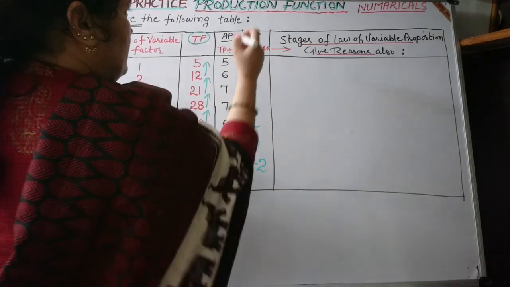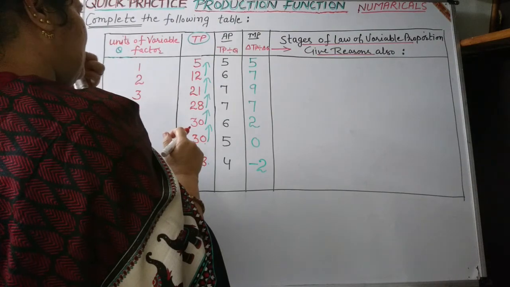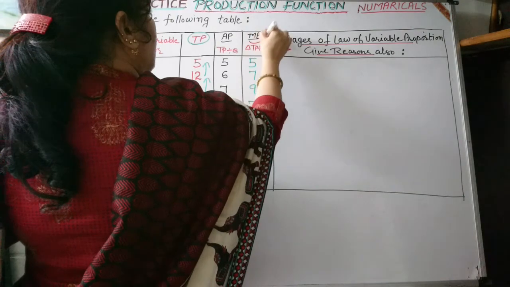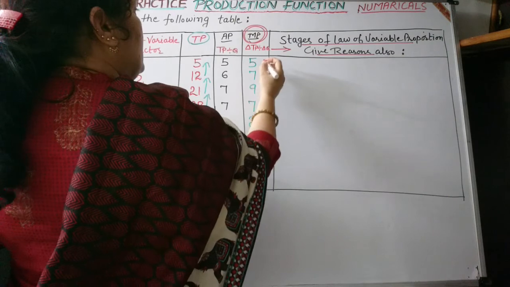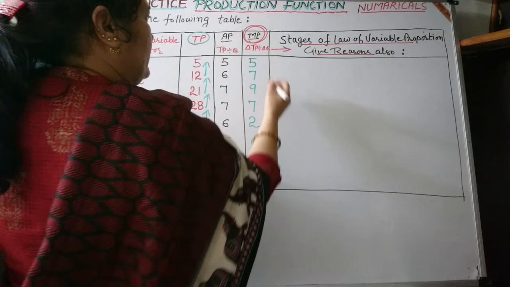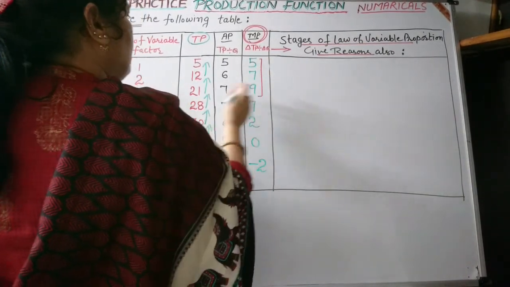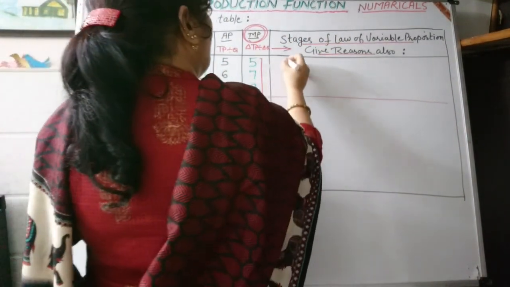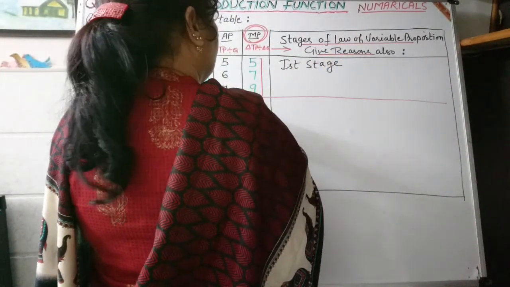And now let us analyze to find out the different stages of law of variable proportion. Stages can be differentiated on the basis of MP only. We will see whether MP is increasing, diminishing, or 0 or negative. Number 1, 5, 7, 9. As long as MP is increasing, this represents the first stage of production.